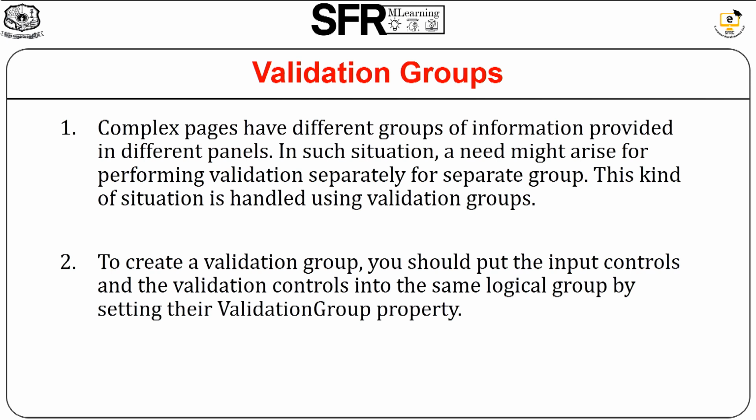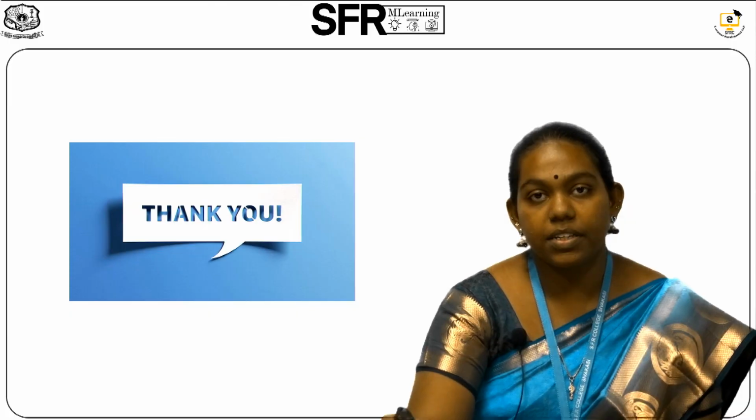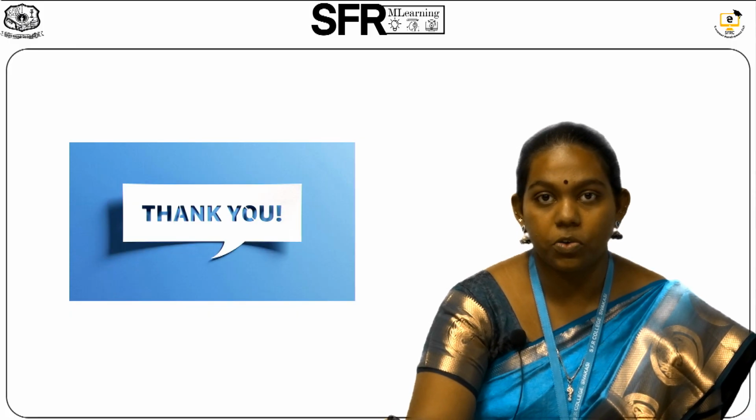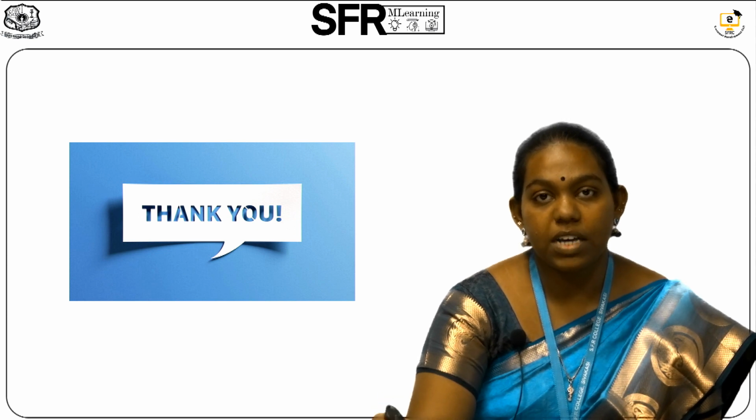To create a validation group, you should put the input controls and the validation controls into the same logical group by setting their ValidationGroup property. So in order to perform group validation, we first have to group the similar validation controls, and give a common name to the controls which come under the same category. If we put them in the same logical group by setting their validation group, then we can validate the controls by the given group name separately. So the contents we have discussed here are the ASP.NET validation controls. We have seen six validation controls available in ASP.NET.